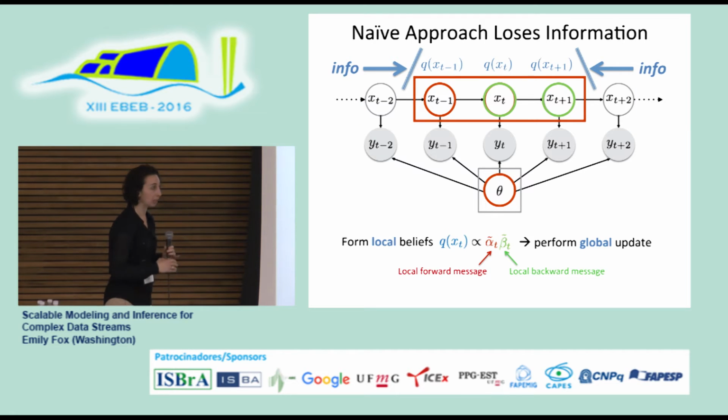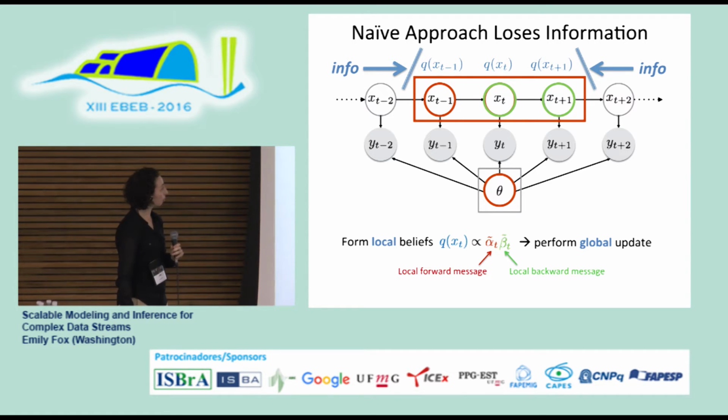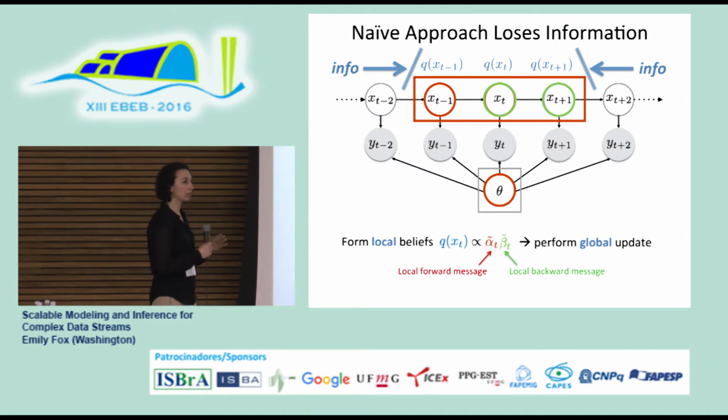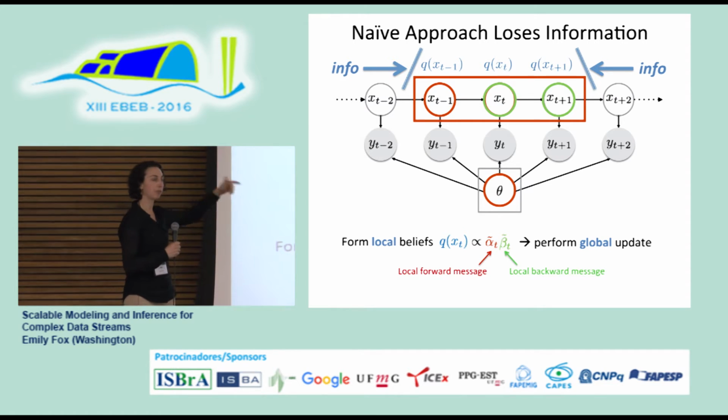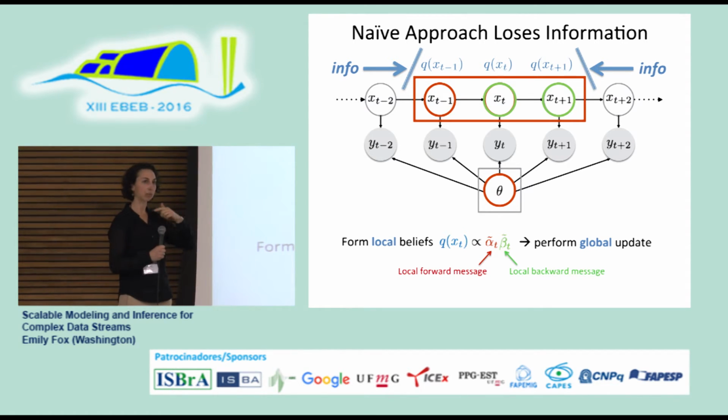So let's think about this naive approach a little bit more, where our local step on this mini batch would be to do a little forward-backward to get our local beliefs, and then use these local beliefs to update our global parameters. But in this case, remember, we're blocking information that we would have propagated forwards and backwards had we done the full forward-backward routine.